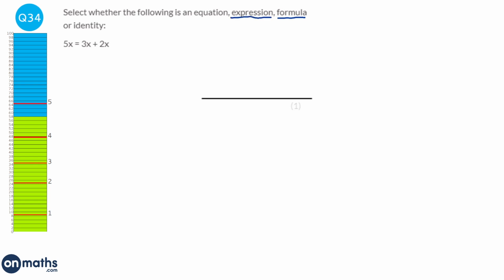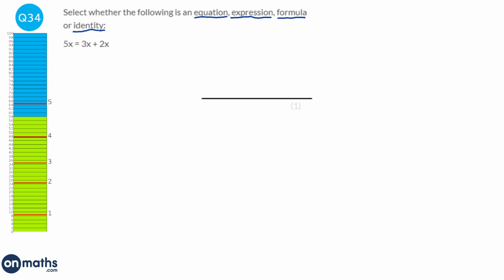An expression is just algebra without the equals sign. So 5x plus 3 would be an expression. An equation has an equals sign and it can be solved. So you can find out what x is or find out what a is. And an identity is true for all values of that letter. So an example would be x times x equals x squared. That's an identity because that's true for all values of x.